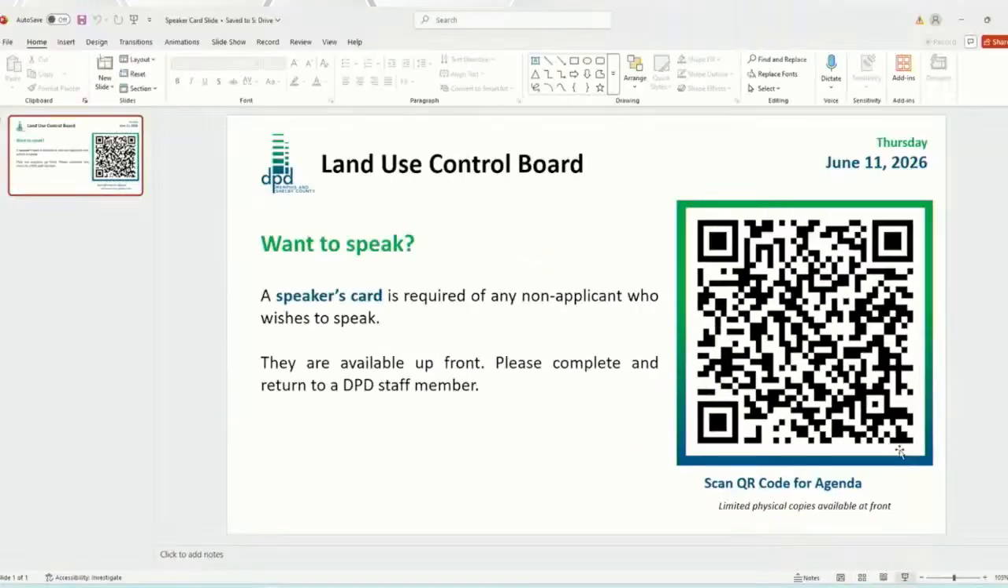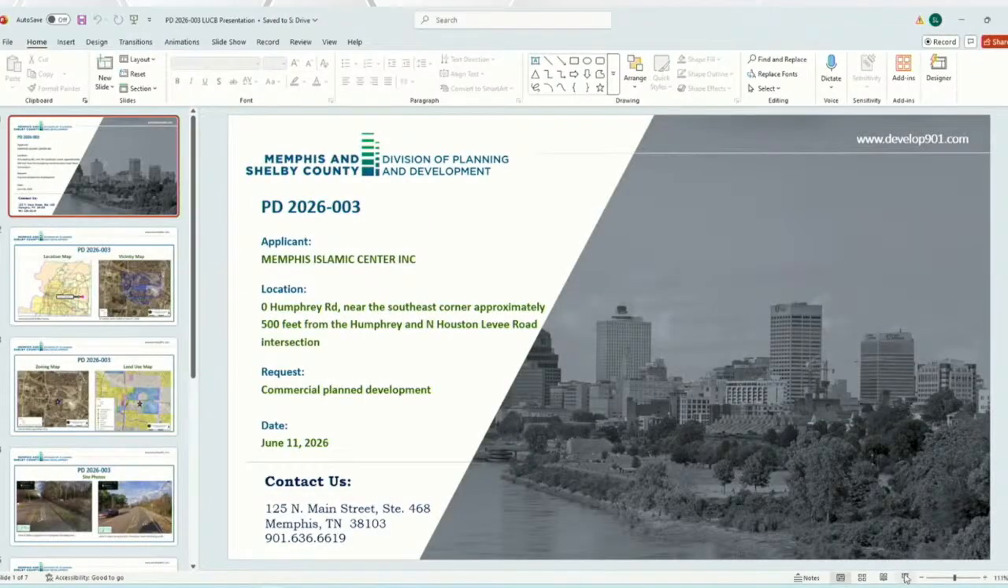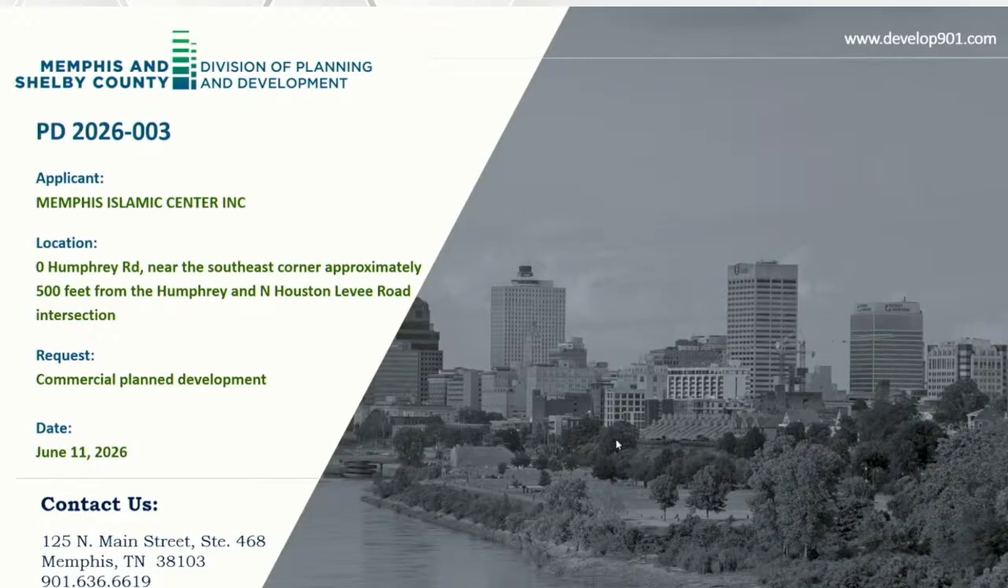Thank you, Chairwoman Sharp. Item number 9, PD 2026-003, unincorporated Shelby County. Commercial plan development located at 0 Humphrey Road, near the southeast corner of the intersection of Humphrey Road and North Houston Levee Road.